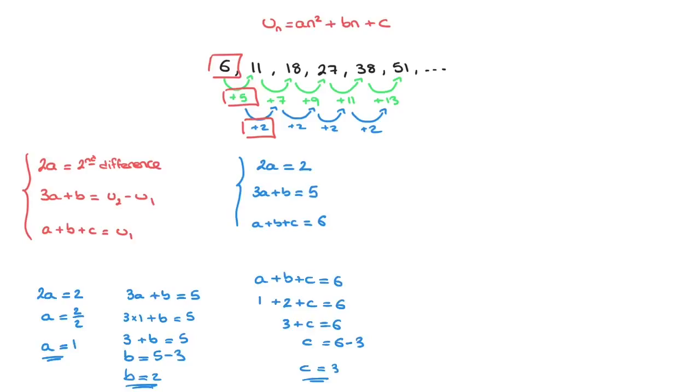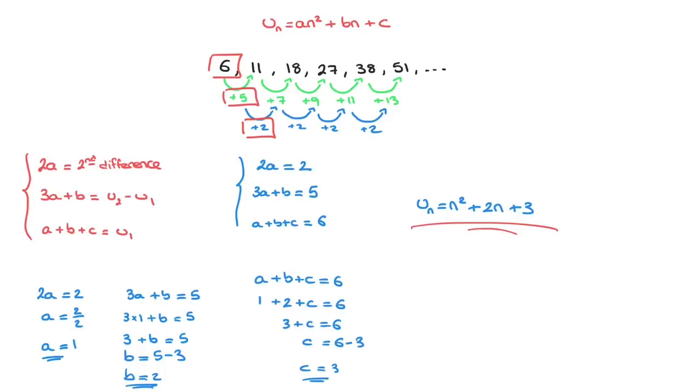All we have left to do now is to actually write this sequence's formula. And that would be un equals a times n squared, so that's 1n squared, which we just write as n squared, plus b times n, so that would be 2n, plus c, which is 3. And we're done. That's this quadratic sequence's formula.